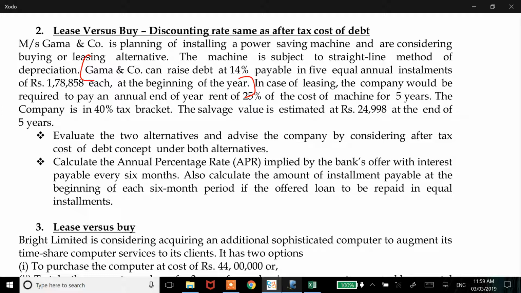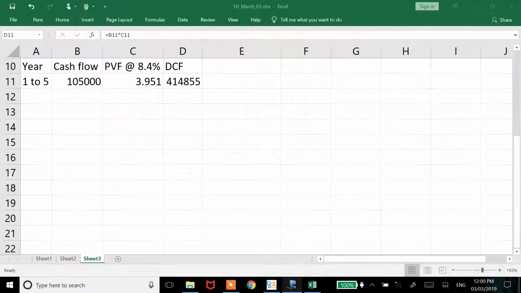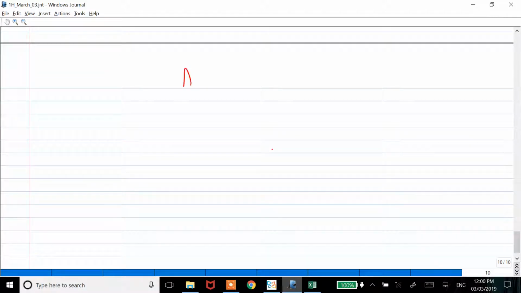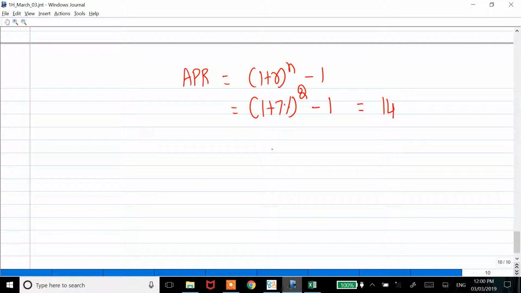A lot of times the banks will indicate to us that this is the loan we are offering, but it's not 14% per annum effectively. APR is equal to (1 plus r) the whole power n, minus 1, where r is 7%, power 2, minus 1. If I have to repay every 6 months, the rate of interest is not 14%, it's 14.49%.